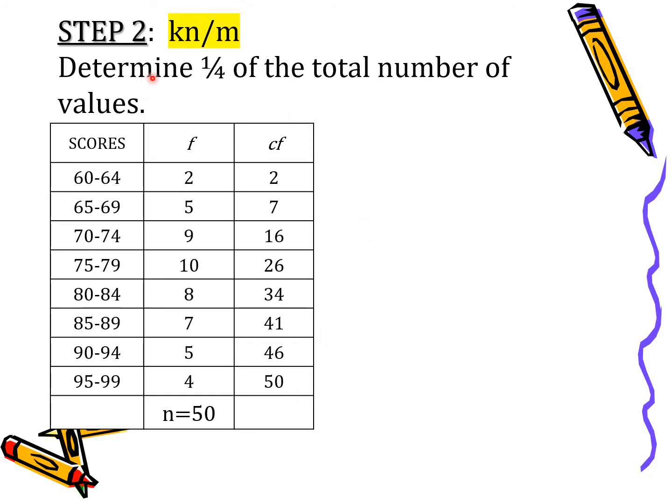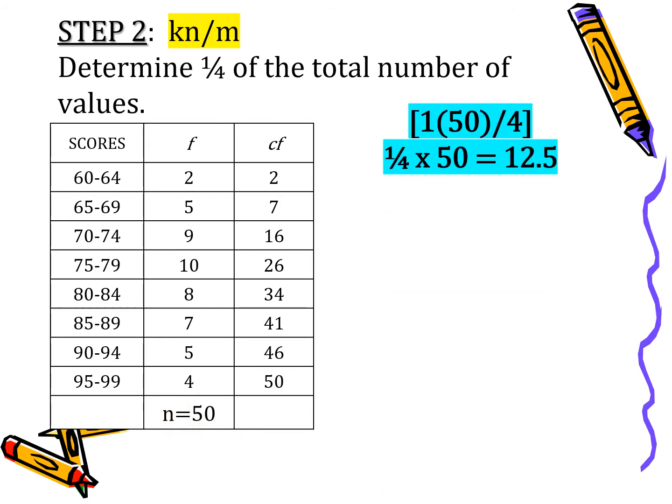Next, step number 2: let's get Kn over M. K stands for the quartile, so it's 1. N, the number of scores, is 50. And M is referring to the quartile, which means 4. That's why we have to determine 1/4 of the total number of values. Again, why 1/4? Because we're going to look for quartile 1, so 1 over 4, because quartile refers to 4 equal parts. There are 50 values or scores in all.